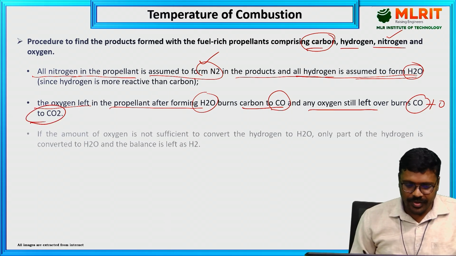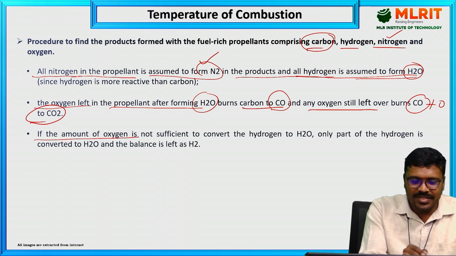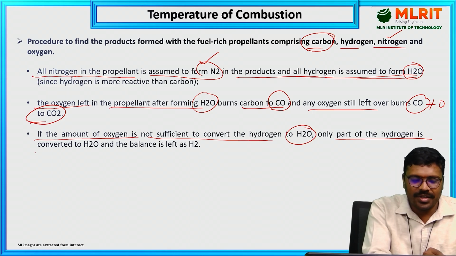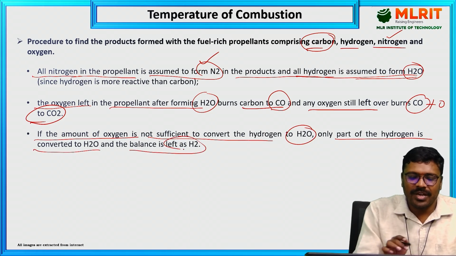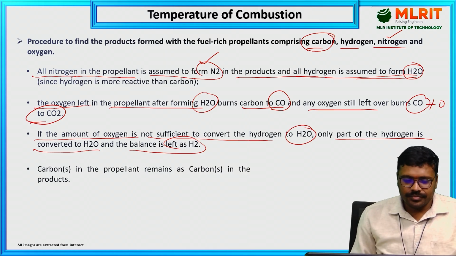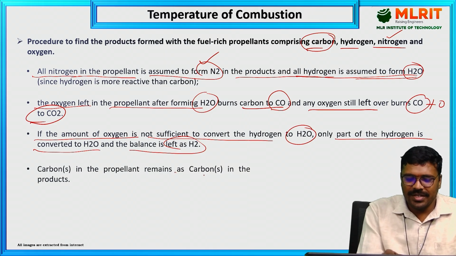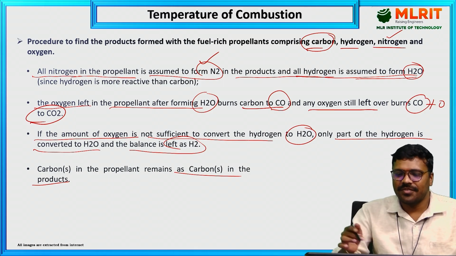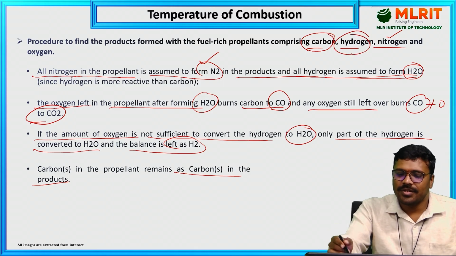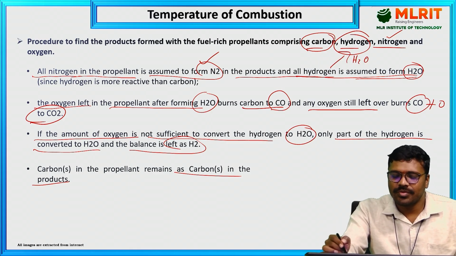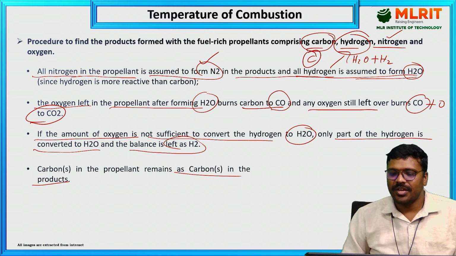Next, if the amount of oxygen is not sufficient to convert the hydrogen into H2O, only part of the hydrogen will be converted to H2O and the balance will be left as H2. Carbons in the propellant remain as carbon in the products, because oxygen is not even sufficient to convert hydrogen into water. So some of the oxygen will react with hydrogen and form H2O, the remaining hydrogen will stay as it is, and carbon will also stay as it is.